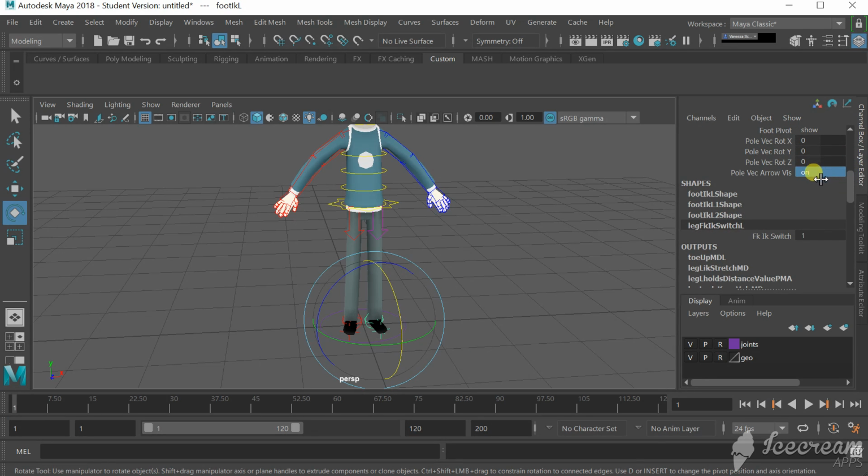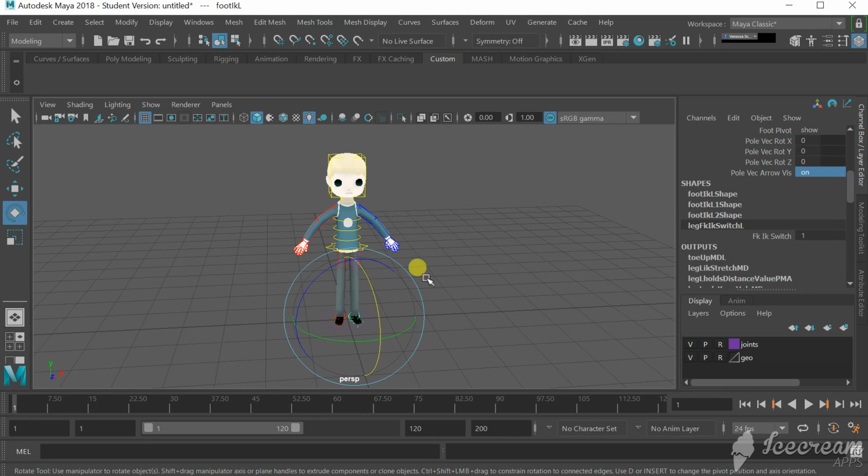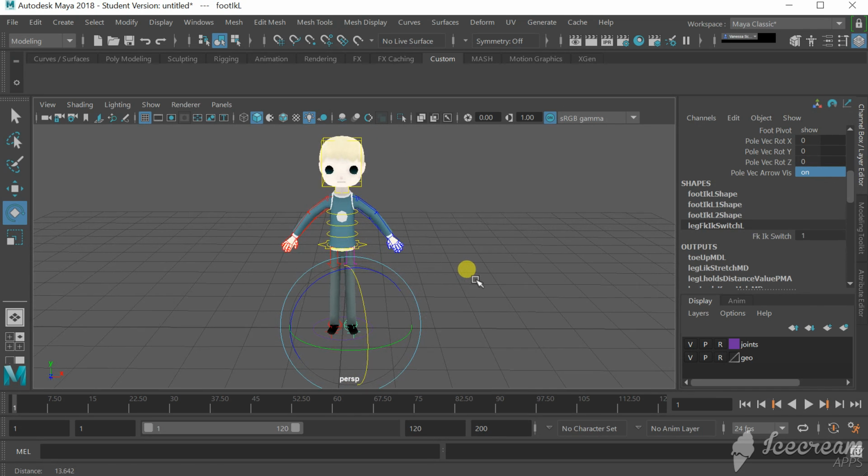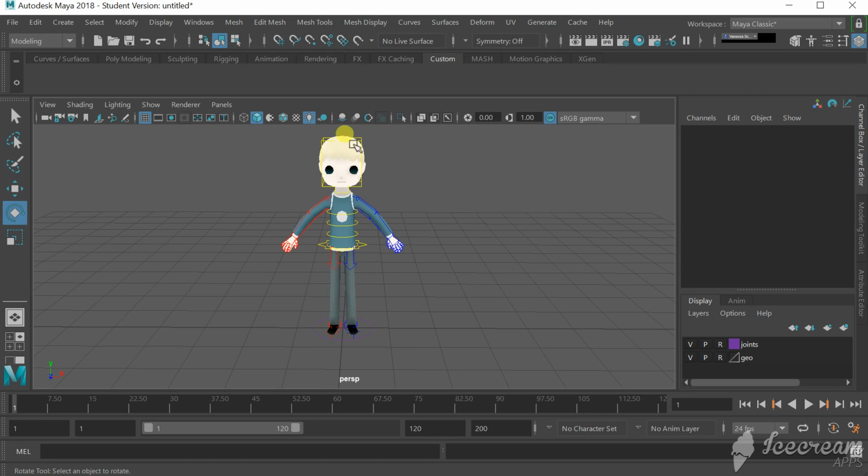to see the other pole vector. This is really important at the very beginning before you do any animation or make any scripts, so that we can include all these controls in our selection process.